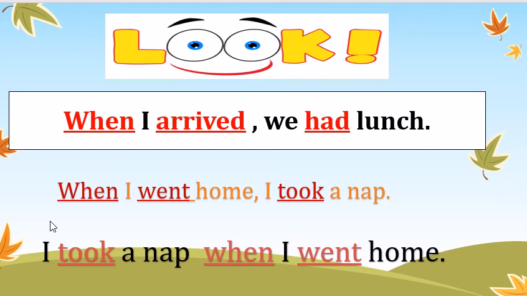So we use when instead of making two separate sentences, we make it one sentence. When I arrived, we had lunch. The first action here is I arrived, and the second action here is had lunch.